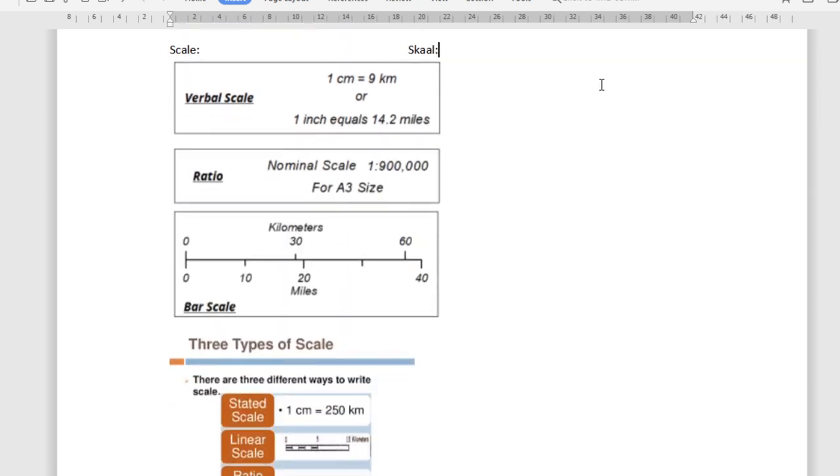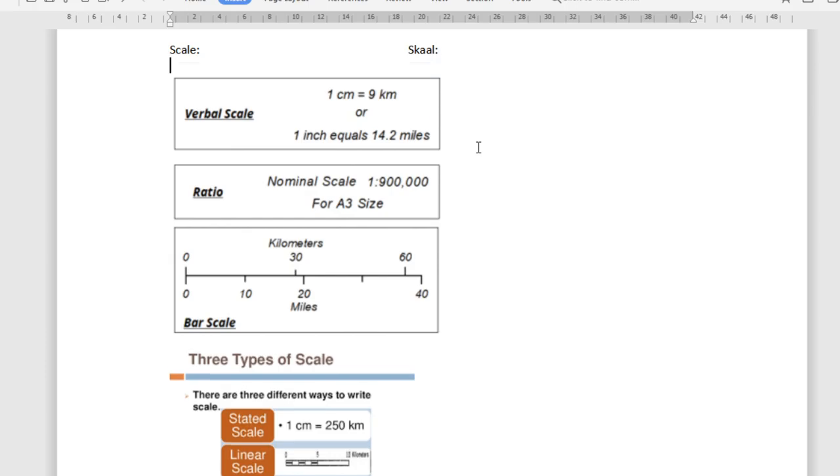Okay, kom ons kyk na skaal. So scale is the difference between distance on the map and distance in real life. Okay, so daar's 3 maniere hoe ons skaal kan doen. I've got different pictures here so that you can just see it in a different way.